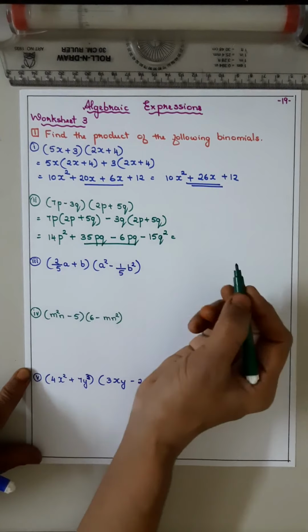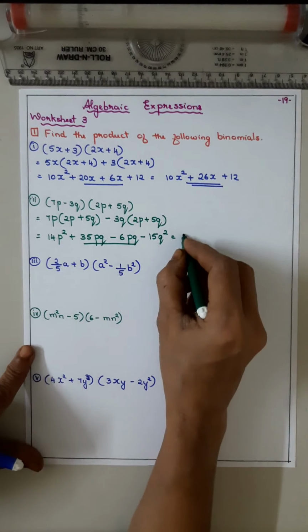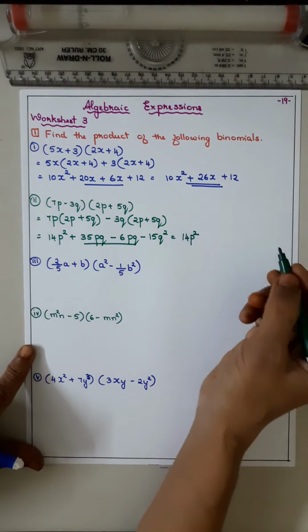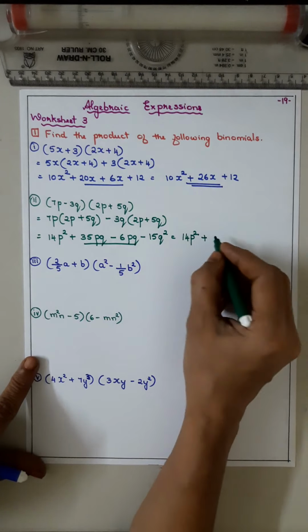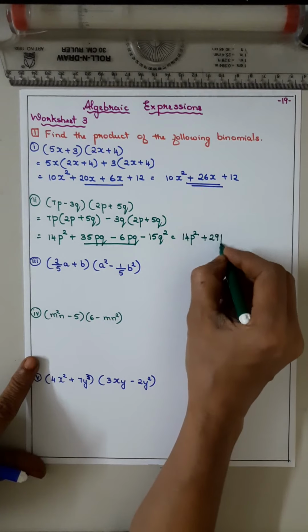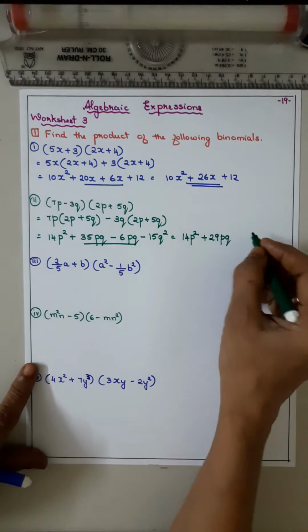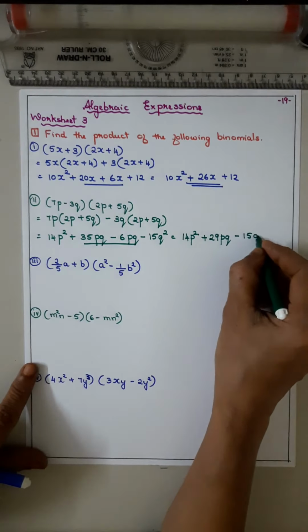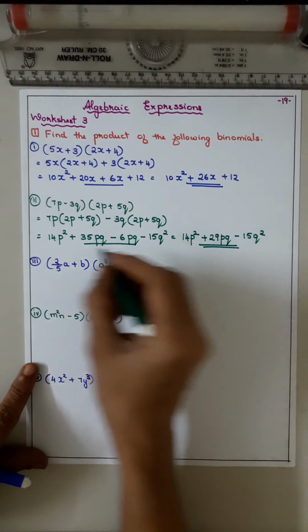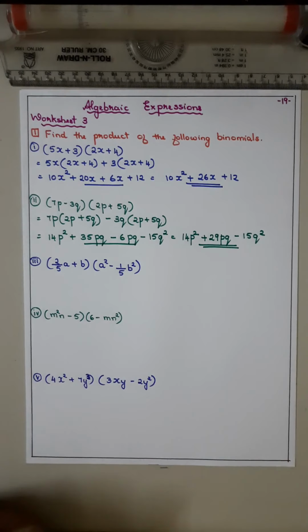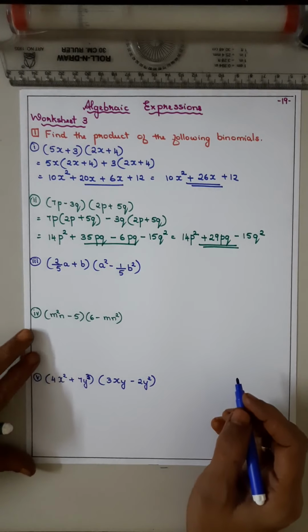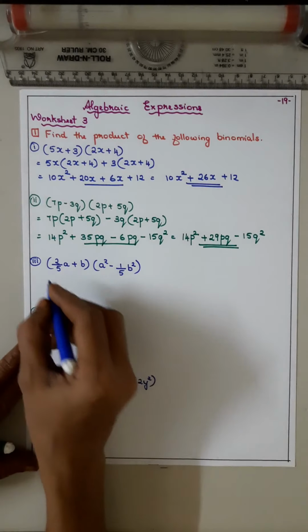Now pq terms, they are the like terms. So 14p squared, now plus 35 minus 6, it becomes plus 29pq, minus 15q squared. Because they are different signs, you have to subtract and take the sign of the greater number. Clear? Now coming to the third sum, 2 by 5a plus b, a squared minus 1 by 5 b squared.